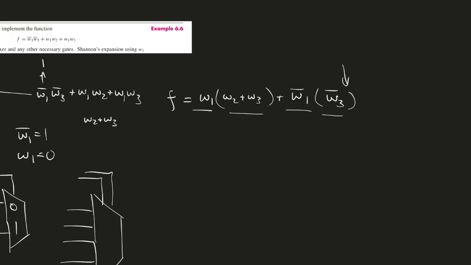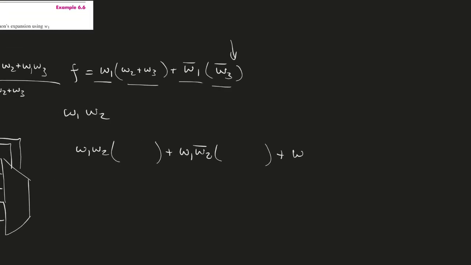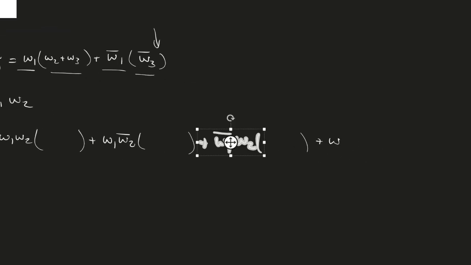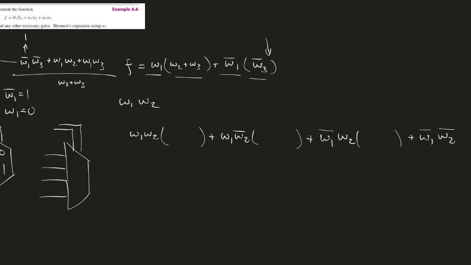So we're going to do the following. We're going to choose W1 and W2 to be our selectors. So we're going to take our original equation and do the following. So W1, W2 plus W1, W2 naught plus W1 naught, W2, plus W1 naught, W2 naught. Okay, so let's take our equation.